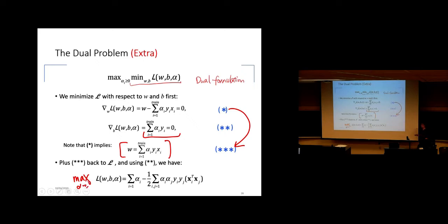And this is how we get the dual form. All right. So I know most machine learning courses don't cover this, but I really want to cover this, just to give you a good flavor of why this form.